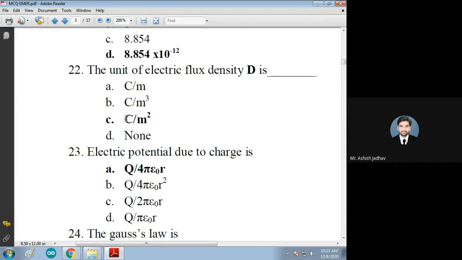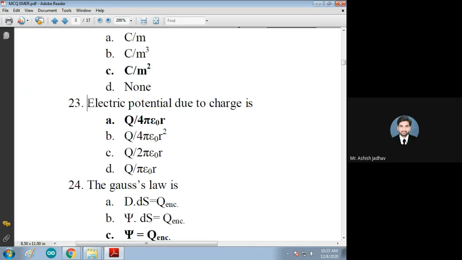बरोबर आहे, फ्लक्स इज इक्वल टू चार्ज. मग चार्जचं युनिट झालं कुलोम आणि एरियाचं युनिट झालं मीटर स्क्वेअर. दॅट्स वाय कुलोम्स पर मीटर स्क्वेअर. इलेक्ट्रिक पोटेन्शियल ड्यू टू चार्ज, वी हॅव डिराइव्ड दिस, आणि V ची व्हॅल्यू आपण डिराइव्ह केलेली आहे. It is a scalar quantity and its value is q upon 4 pi epsilon naught r. This is for free space.